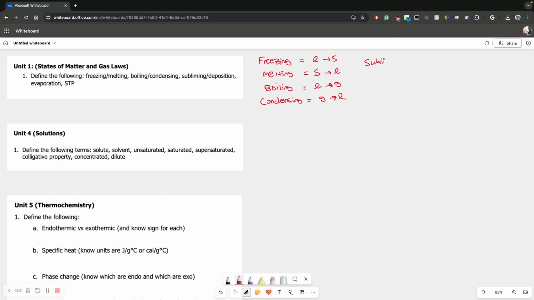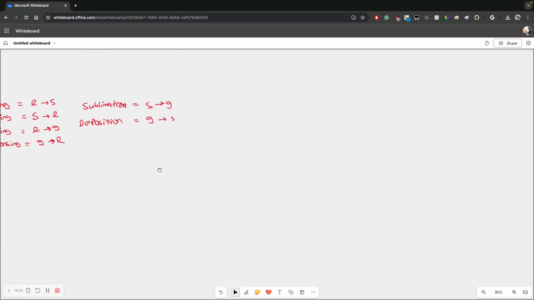Sublimation, that's a big word. Sublimation, did I even spell that correctly? Yes, I did. Sublimation, we're going to go directly from solid to gas. Deposition is backwards. Deposition, we're going to go from gas to solid. Evaporation, this is a key concept. Let me actually move it over to the side here a little bit.